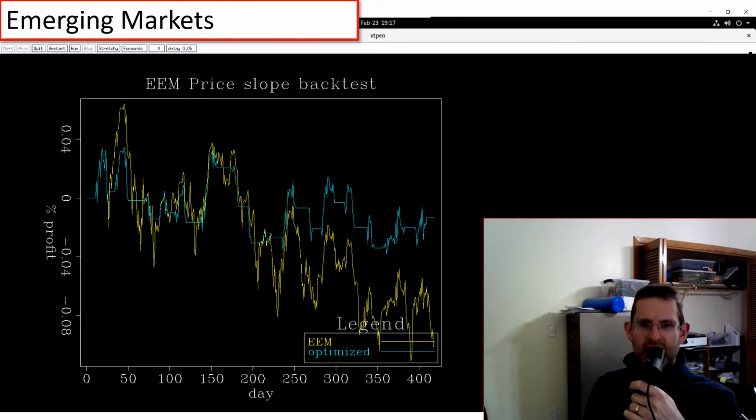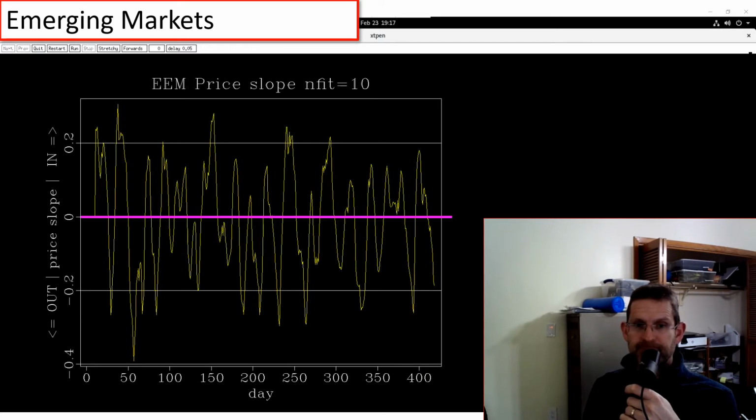I don't like to be that short, but that's what the backtesting told me, so I'm trading it right now. EEM is emerging markets. Again, a stock that's done pretty poorly over the last year. The price slope method kind of keeps you flat, so it keeps you in the game, keeps you out from the big drawdowns, hopefully. We're currently out of the market.